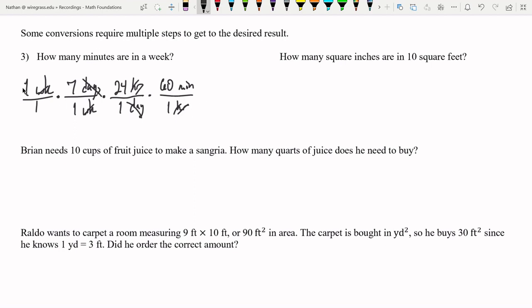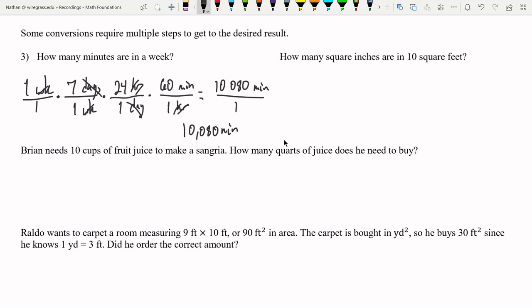So altogether, we're going to do 1 times 7 times 24 times 60 on top. Doing that gives me 10,080 minutes. 1 times 1 times 1 times 1. All the units have canceled already, so we're just going to have over 1. In other words, there are 10,080 minutes in a week.